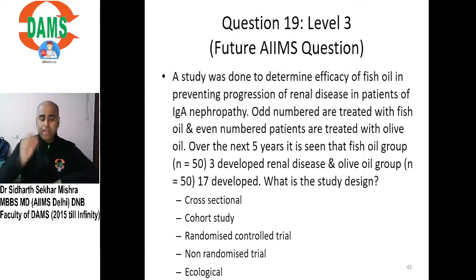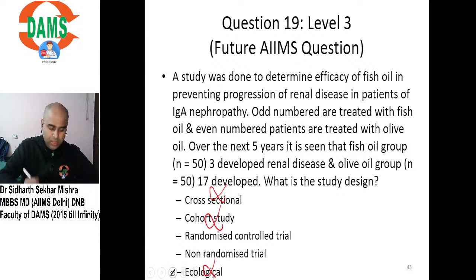The first thing, we have an artificial intervention. So it is not cross-sectional, it is not cohort, it is not ecological. You have to select between these two. Now, anyone in this class who says it is a non-randomized clinical trial, can you tell me why you are saying it to be a non-randomized clinical trial? Okay, everyone is with RCT.